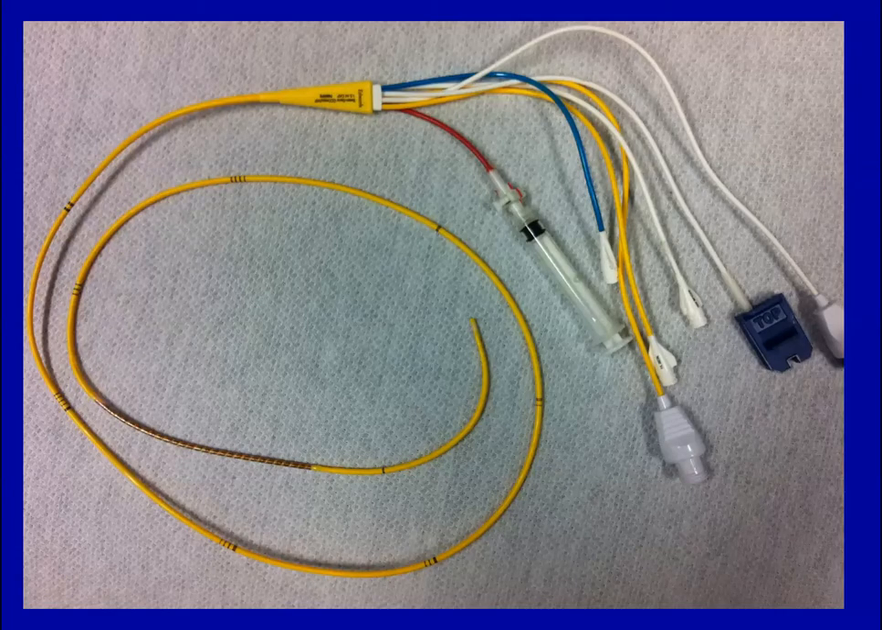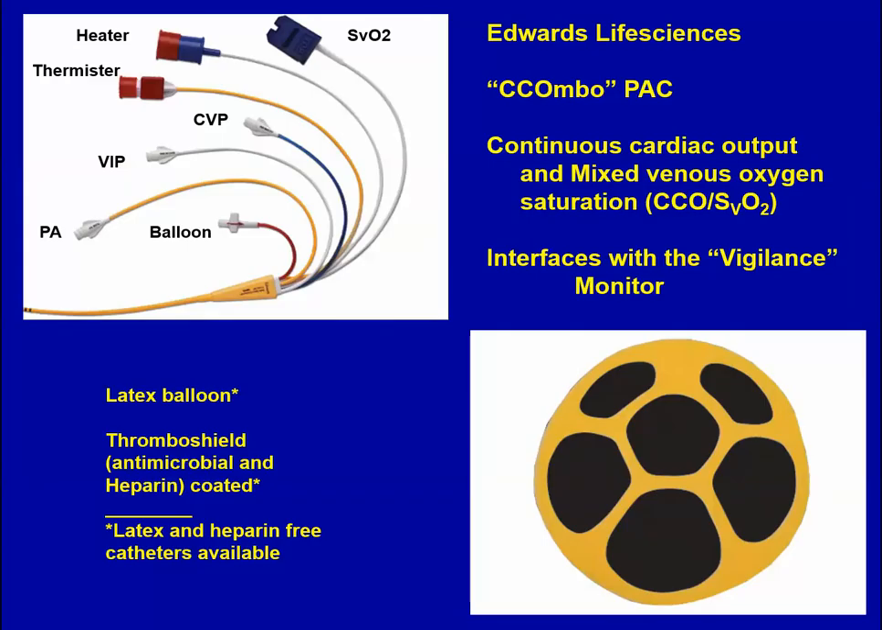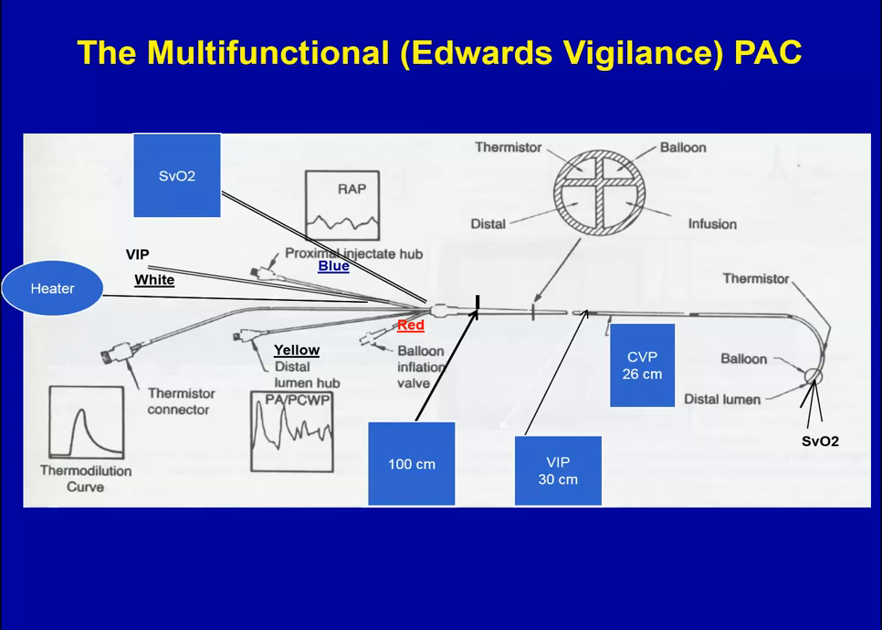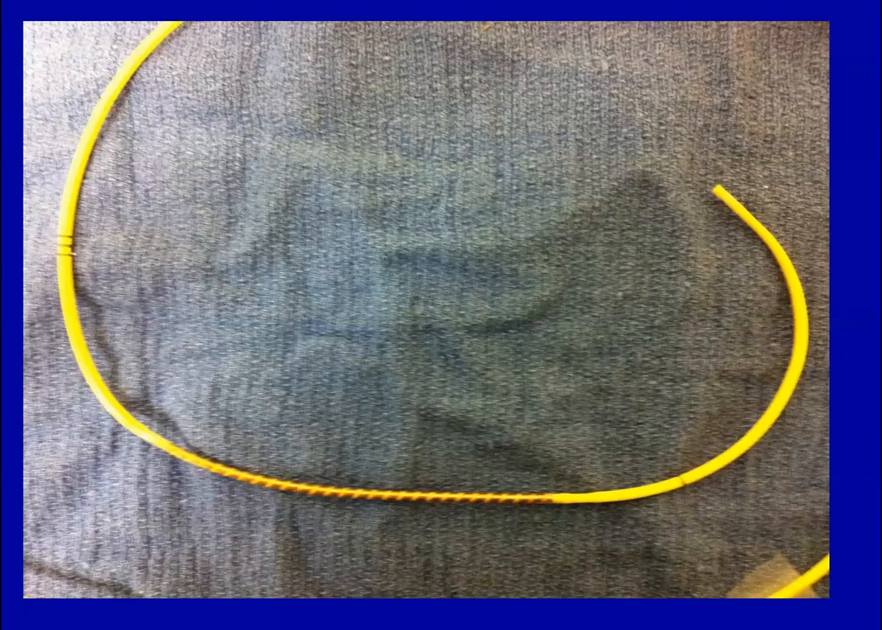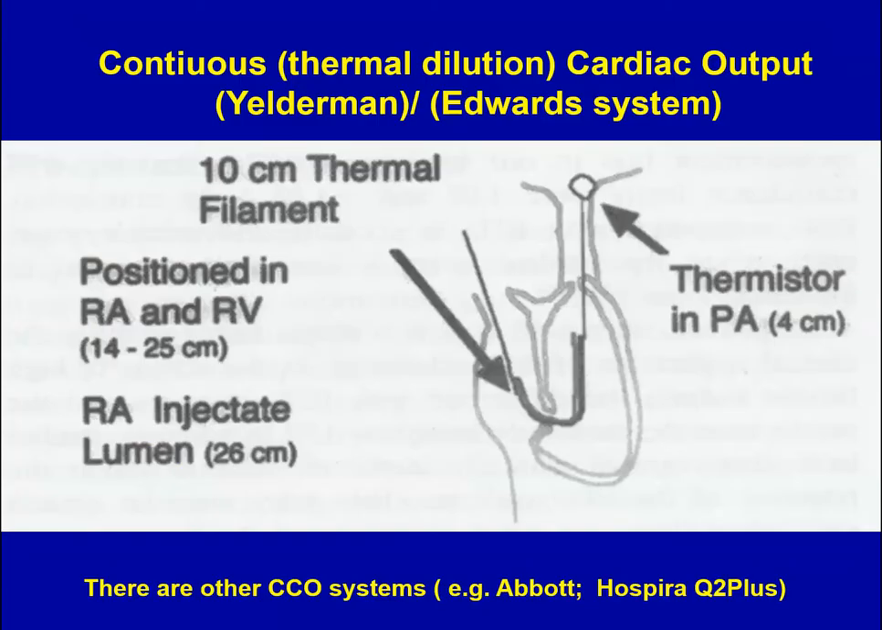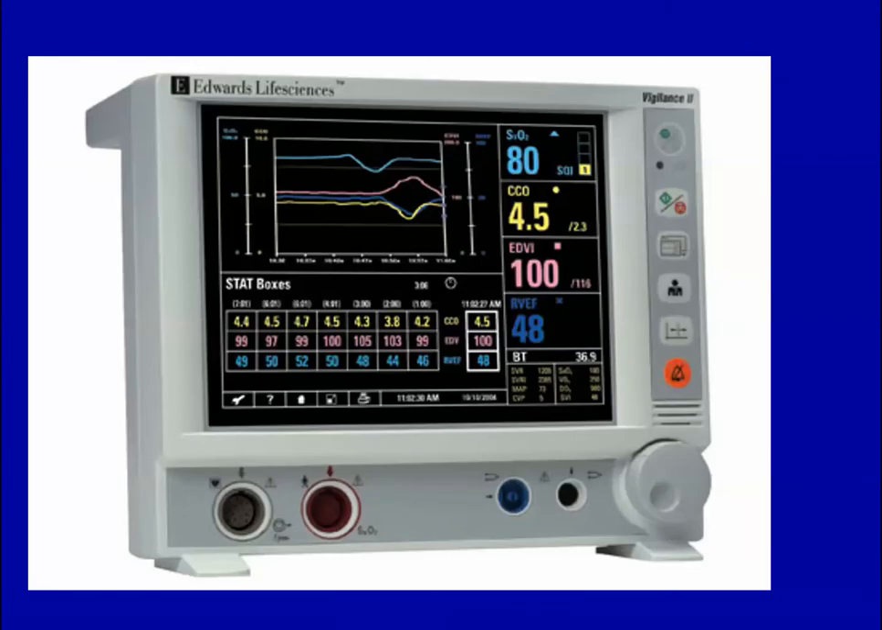This shows a thermal catheter with the heating coil. This is quite an ingenious catheter, which includes 6 different ports. This shows where the various ports go. And this is the heating coil on the continuous cardiac output thermal dilution catheter. This is then attached to a monitor which gives continuous mixed venous saturation and cardiac output.